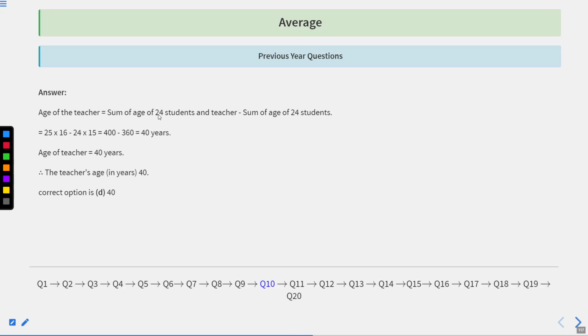Age of teacher equals sum of age of 24 students and teacher minus sum of age of 24 students. This approach is very much similar to what we did in the previous solution. So the age of the teacher is 25 times 16 minus 24 into 15, equal to 400 minus 360, which is equal to 40 years. So the age of the teacher is going to be 40 years. Therefore, the correct answer here is option number D, 40.